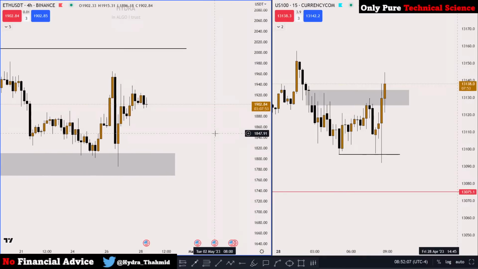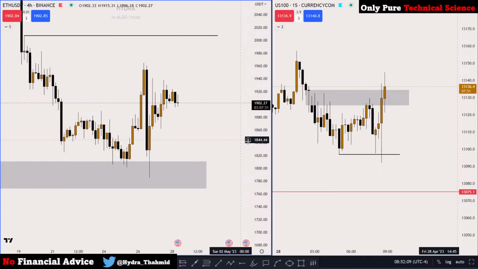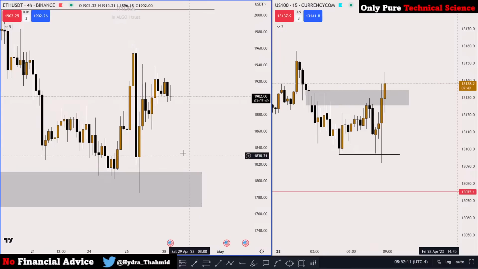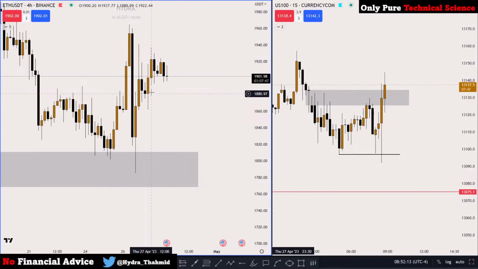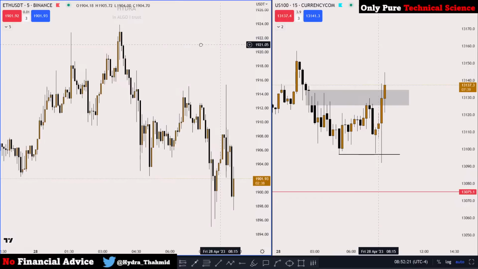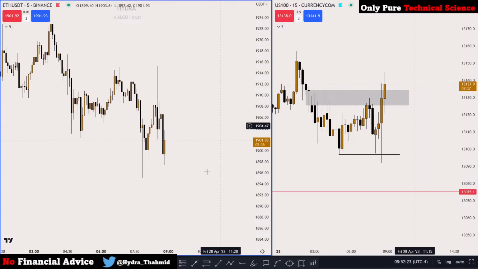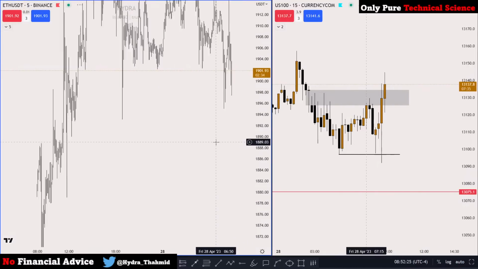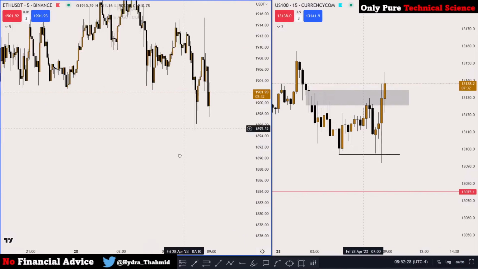Ethereum follows algo quite a lot compared to indices and other charts, okay? If you simply measure a wick, you will see Ethereum coming down to the wick, getting rejected from the consequent encroachment of that wick. So yeah, let's see if I can see a trade idea here on Ethereum.